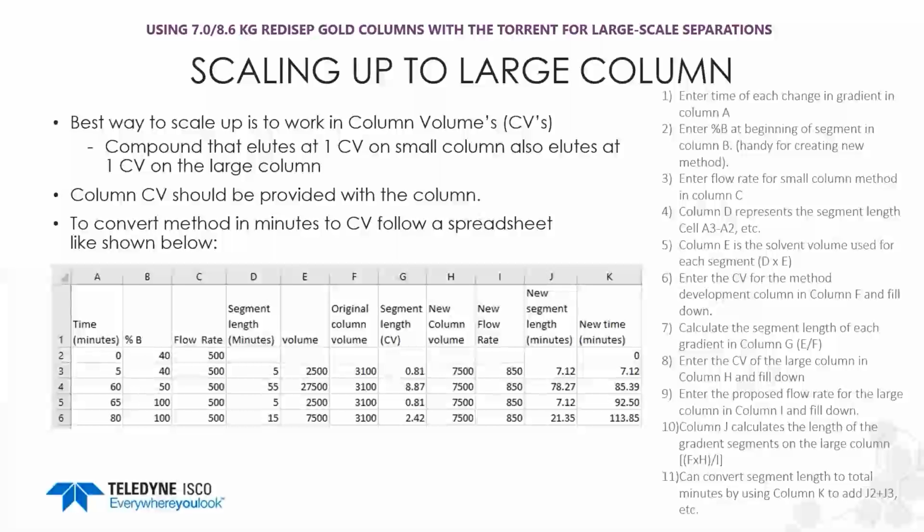This will then generate... you want to go to enter the proposed flow rate that you'd like to use for the large column. And then we can calculate the gradient segments of the large column and convert that to minutes. Convert the segment length to total minutes by using column K there. So then we'll have the correct time periods for the segments now in column K. You go ahead and plug the gradient segments into your new method.